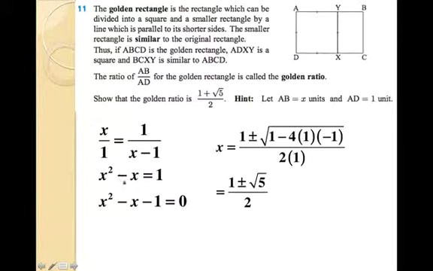So we have shown that this number gives us the golden ratio. The golden ratio, the ratio of the sides, of the short side to the long side, or the long side to the short side, is this special number. All right.